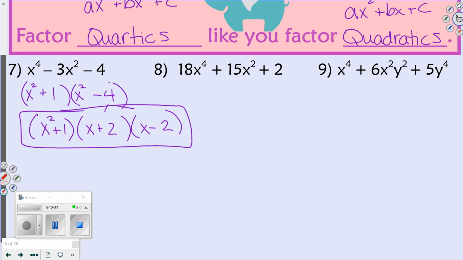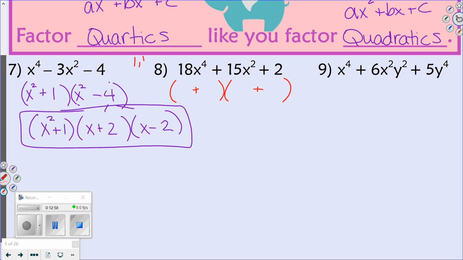All right, let's look at number 8. GCF? No, 2 doesn't because there's a 15 in the middle. All right, so there's no GCF. All right, but it is quartic, but that's okay. Quartics factor like quadratics. What are my signs? Both plus. All right, we do have some options here.